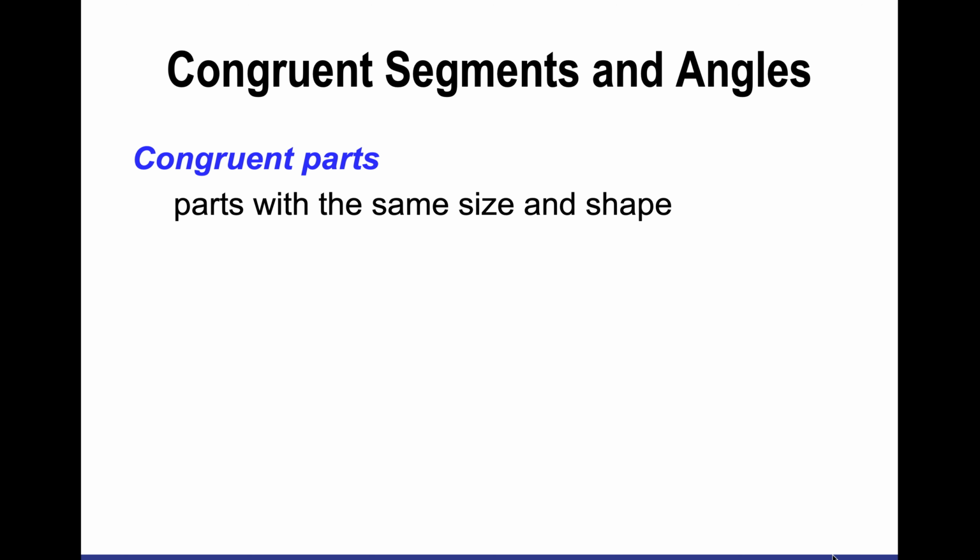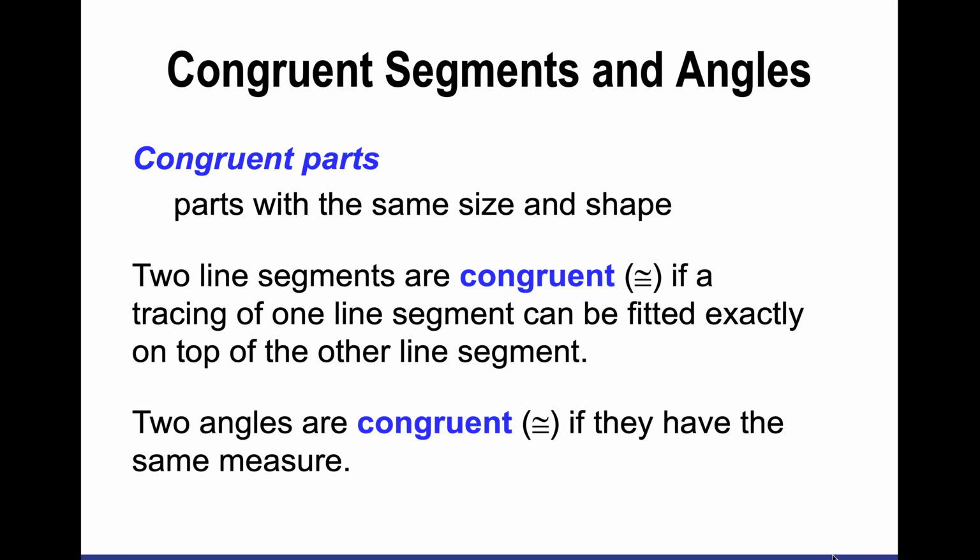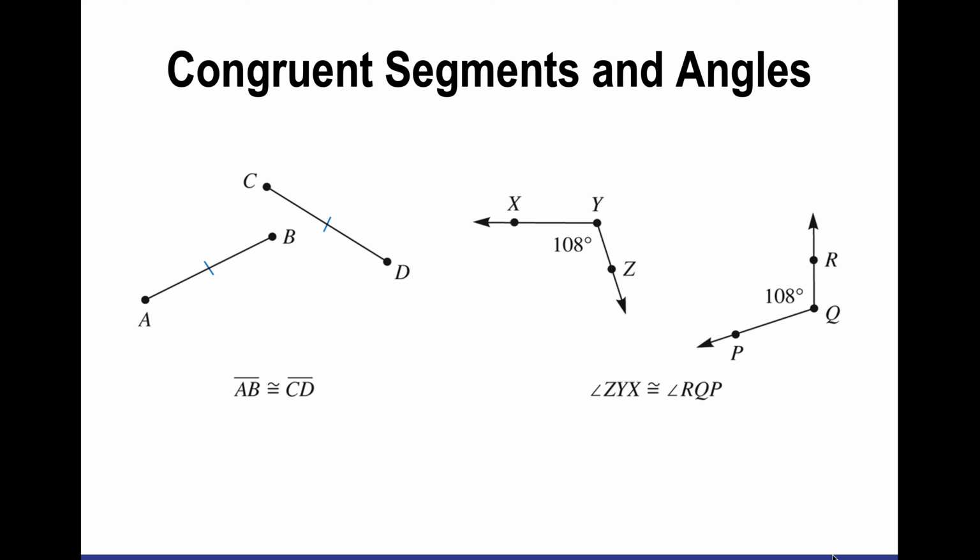Congruent segments and angles, the word congruent just means equal. So if it has congruent parts, there are parts that are equal. Two line segments are congruent if tracing one line segment can be fitted exactly on top of the other. So like if you were tracing one on top of the other, they would have the exact same measurement. Two angles are congruent if they have the exact same measure. So here are some examples of congruent segments and angles. When two segments are congruent, we use this dash system to show congruency. So when you see a line segment with a dash on it, that's telling you that they are congruent segments.